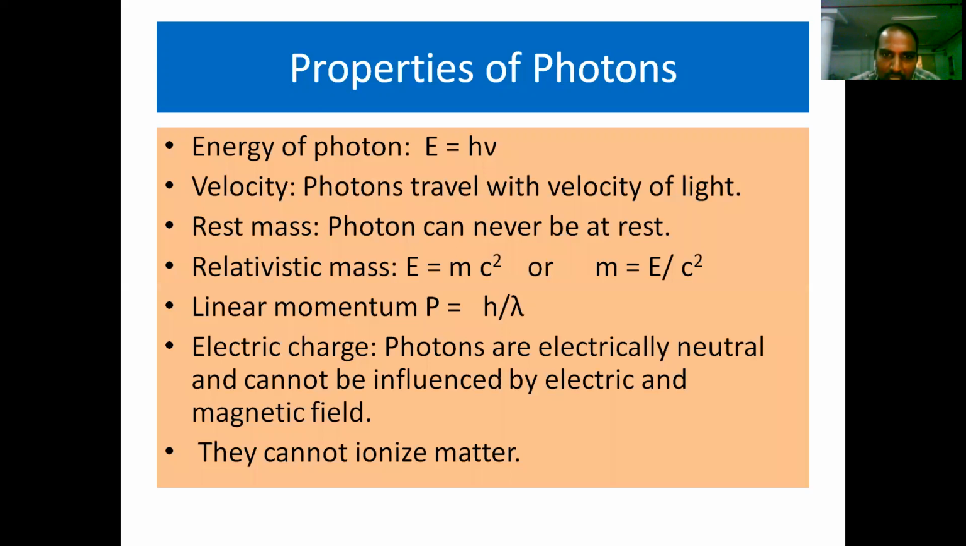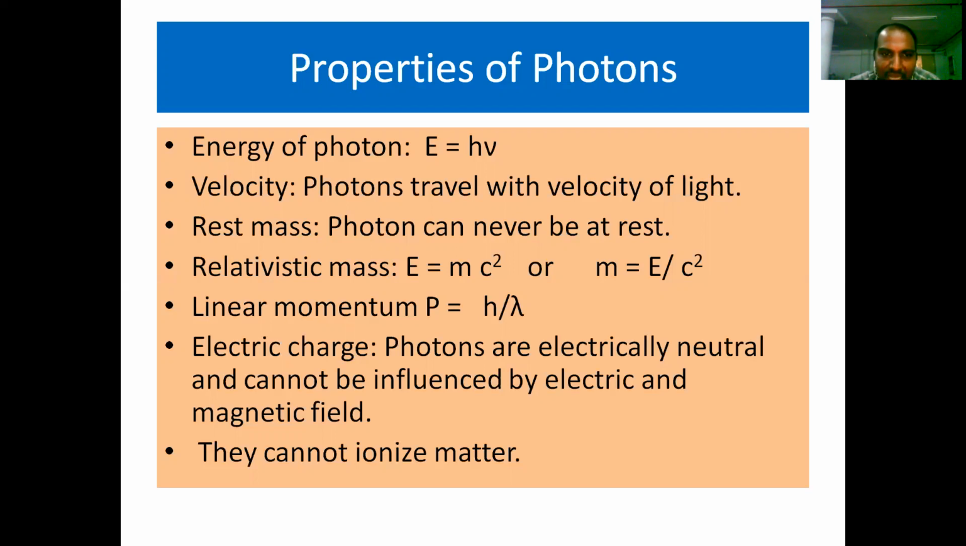And relativistic mass: E equals m c square, or m equals E by c square. Relativistic mass means the value of mass measured corresponding to the velocity. Then linear momentum. What is momentum? Momentum is nothing but the product of mass and velocity. Here linear momentum, which is represented with p, equals h by lambda. Again, h is Planck's constant and lambda is the wavelength.